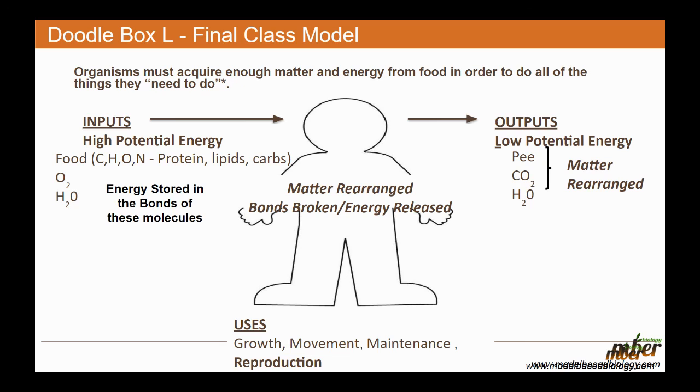Okay, so this is the last thing, box L. You're going to click on the image, go to edit, and move the words to match what it says here. So high potential energy is going to be under inputs. Also, energy stored in the bonds of these molecules under inputs. In the middle, you're going to put matter rearranged, bonds broken, energy released.